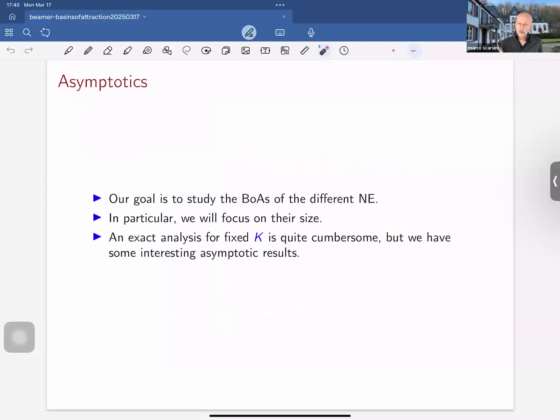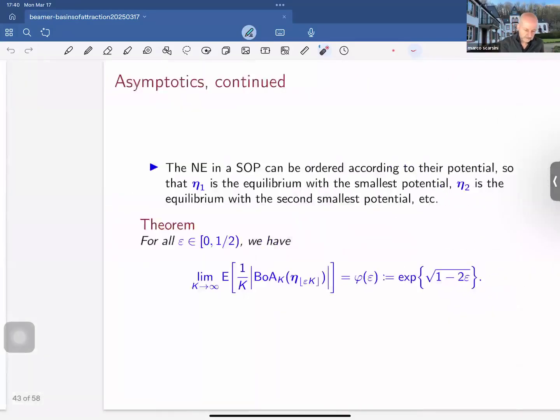Now, we want to study these basins of attraction. In particular, we want to focus on their size. As before, if you try to do this when K is fixed, goodbye and good luck. It's very complicated. So what we did was to try some asymptotic results when K goes to infinity. So you let the number of possible actions for each player go to infinity and see what happens.